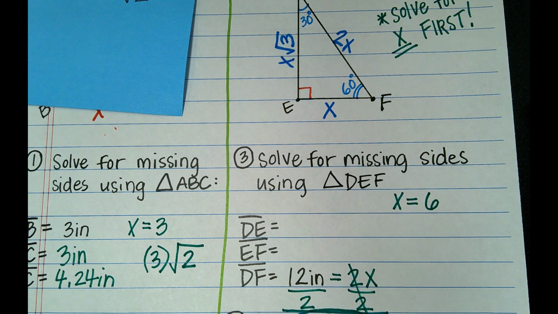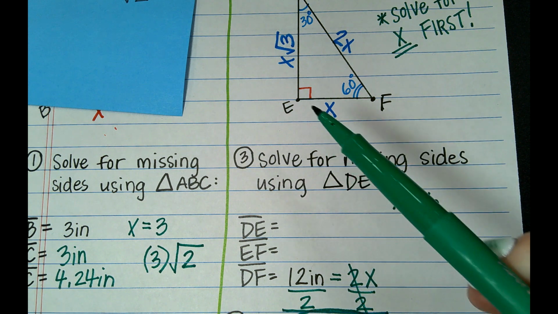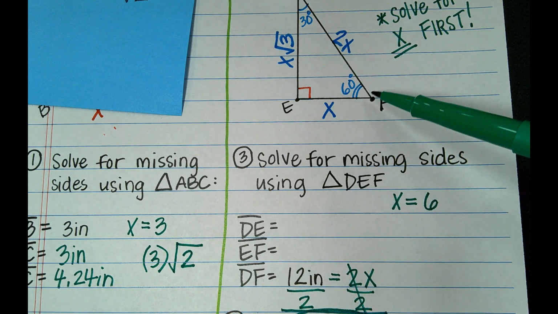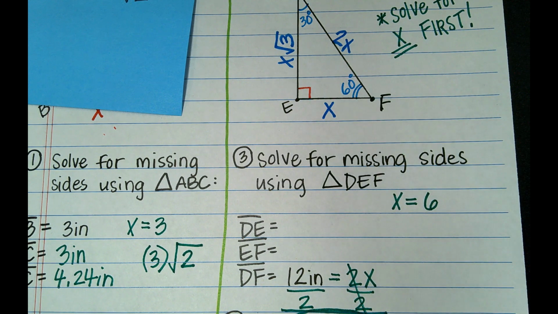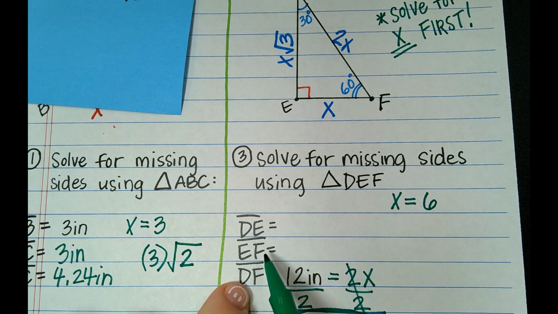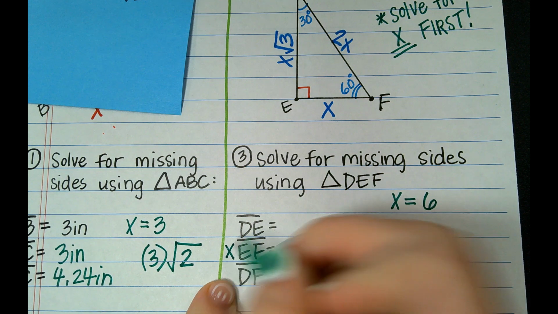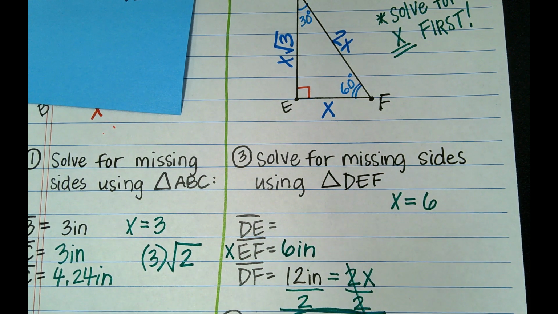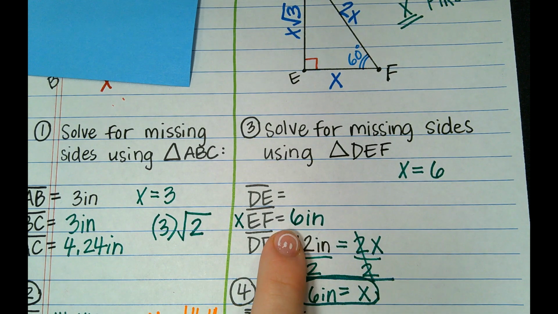Well, if x equals 6, then that means E to F is 6. If x equals 6, then E to F must also equal 6 because E to F is x and x is 6. So we can go down here and find EF. I know that is x, and x is 6. So we have one of our sides. EF is 6 inches.